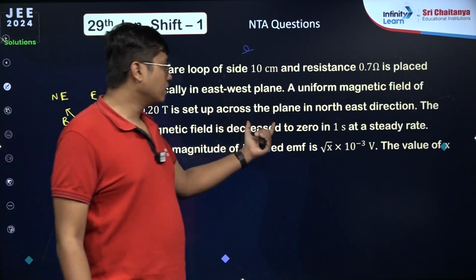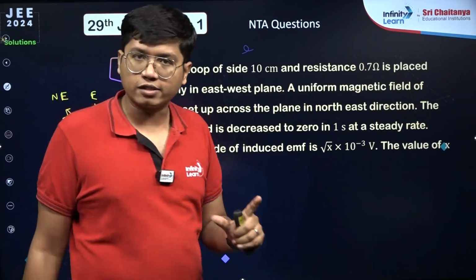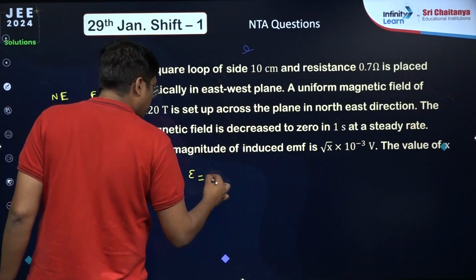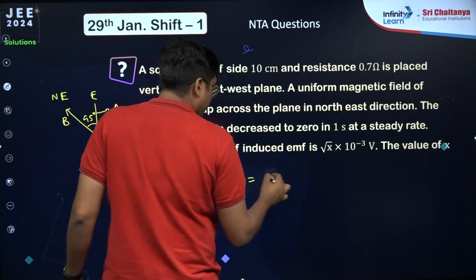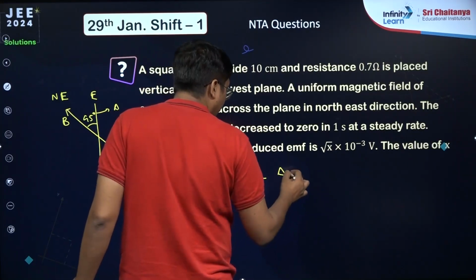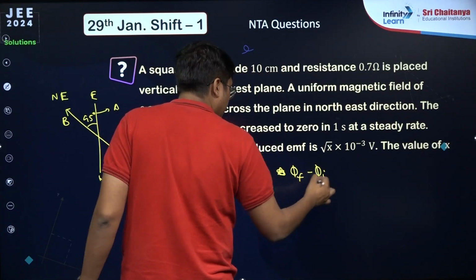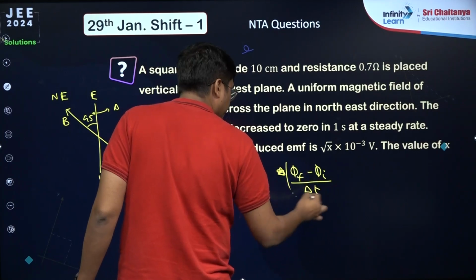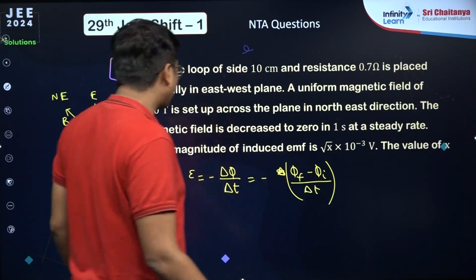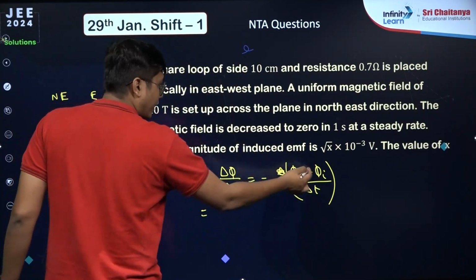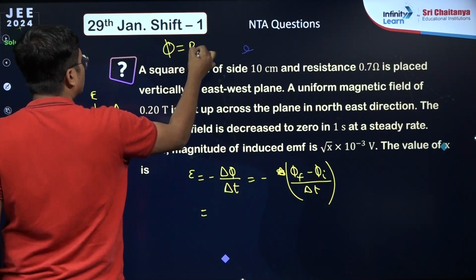You want what is the EMF generated when the flux is reduced to 0. So your goal is mainly to find the flux. How do you find the flux? So EMF is equal to minus delta phi by delta t, which is minus (phi final minus phi initial) divided by delta t. Final flux is 0 because it's decreased to 0. You just want initial flux in the very beginning. So what is that given by? So the negative and negative will make it positive. Initial flux formula is BA cos theta.